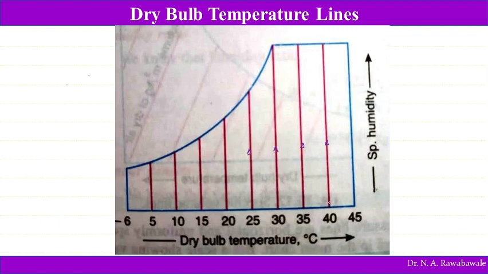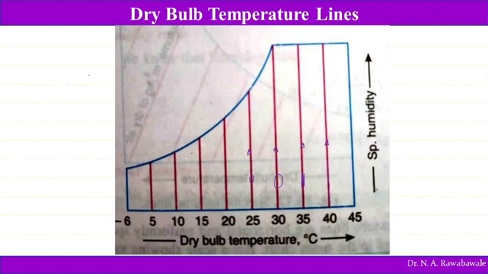Along this first vertical line, the temperature is 40 degrees Celsius. Along this vertical line, temperature is 35 degrees Celsius. Along this line it is 30 degrees Celsius. So these vertical lines which are represented on the psychometric chart represent dry bulb temperature lines. Along the x-axis, along the abscissa, the dry bulb temperature is taken. Along the y-axis, the specific humidity is taken.